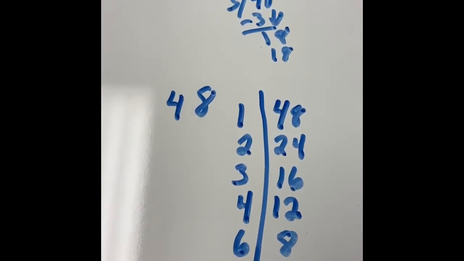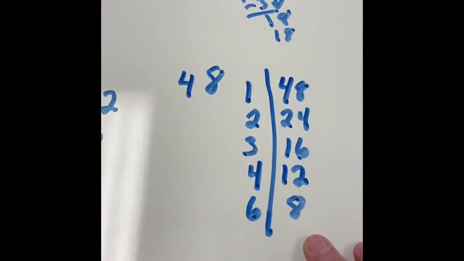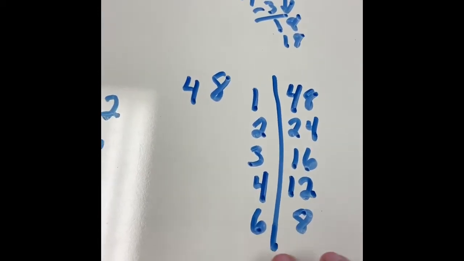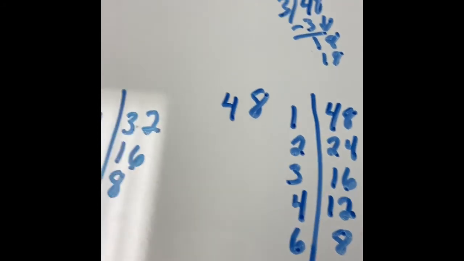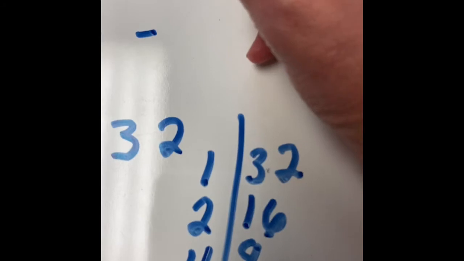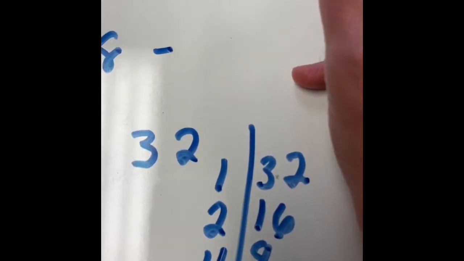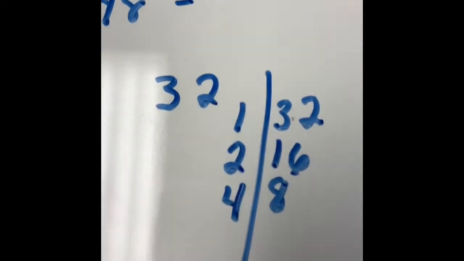7 times 6 is 42, and 7 times 7 is 49. 8 gives us a repeat, so that tells us we have them all, doesn't it? Okay, so now let's look at 32. Let's put them all up here. 1, 2, 4, 8, 16, and 32.